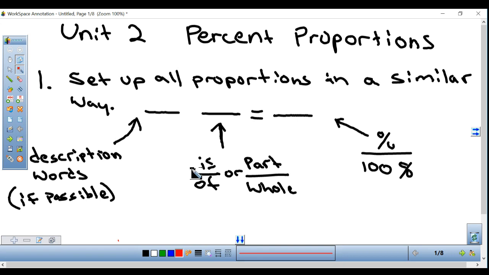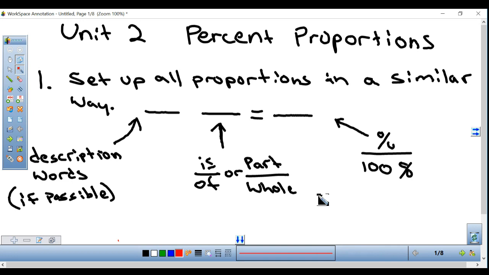First, we're going to solve for percents using proportions, and we're going to set up the proportions all in a similar way. You'll hear us say this quite a bit: line, line, equal sign, line. And each one of these has their own purpose. The first line is just for organizational purposes. It's where we're going to put our description words. Now, sometimes there's not a description word, but most of the time there is, and we'll get into that in our next problem.